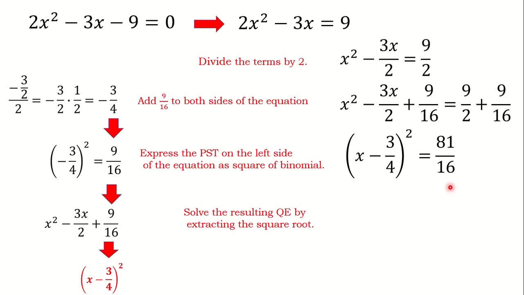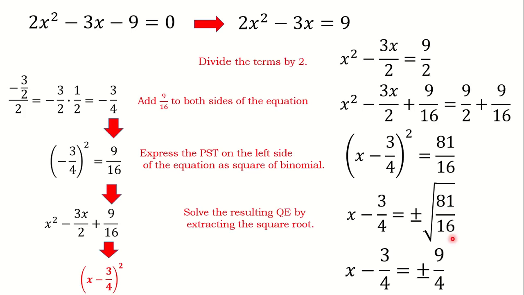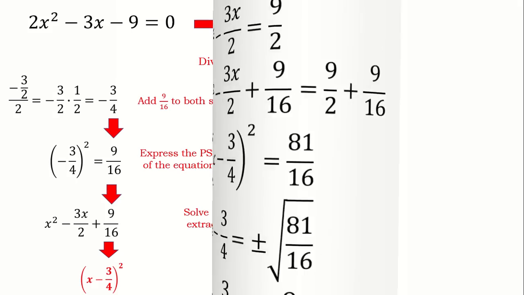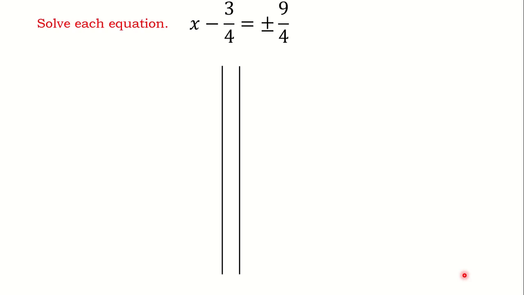And then extract the square root. So x minus 3/4 is equal to positive or negative the square root of 81 over 16. Then we all know that 81 and 16 is a perfect square. So therefore, x minus 3 over 4 is equal to positive or negative 9 over 4. So, solve natin yung dalawang equation.